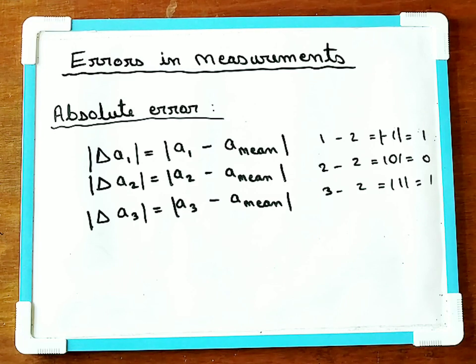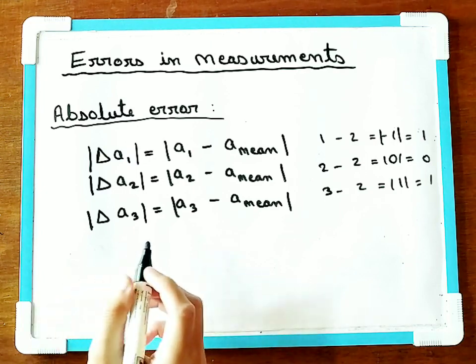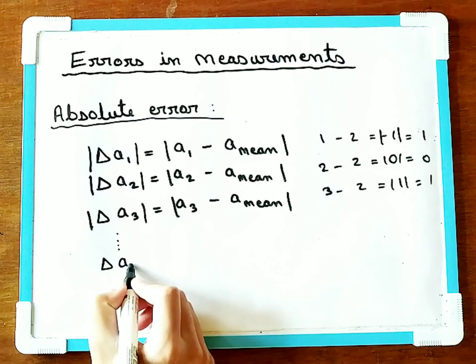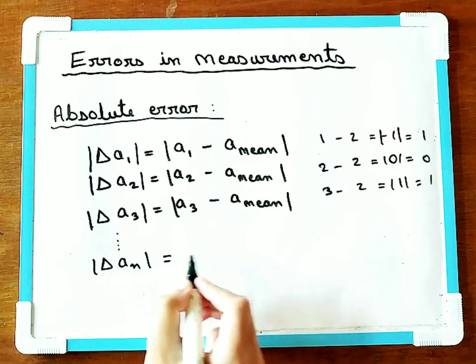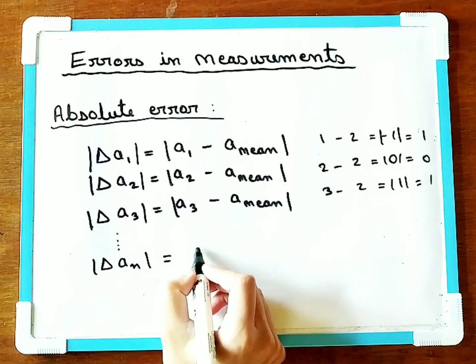And there's another way. Here you have n number of observations, so you'll have to take the mean absolute error also. Suppose you have n observations. So this will be the absolute error of the individual measurements.